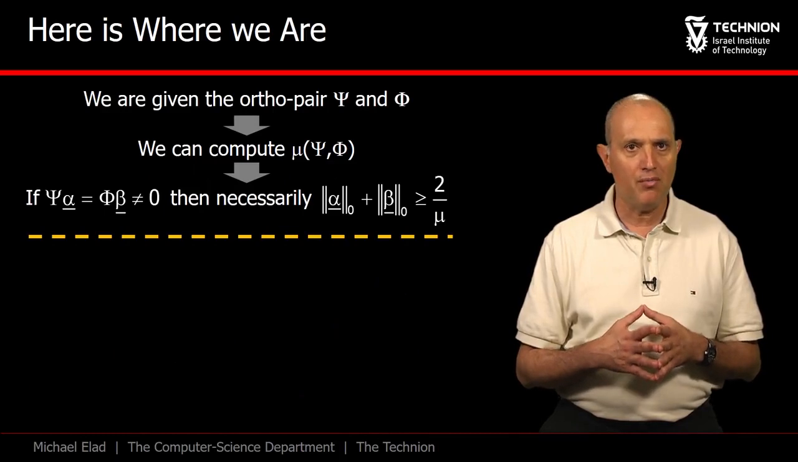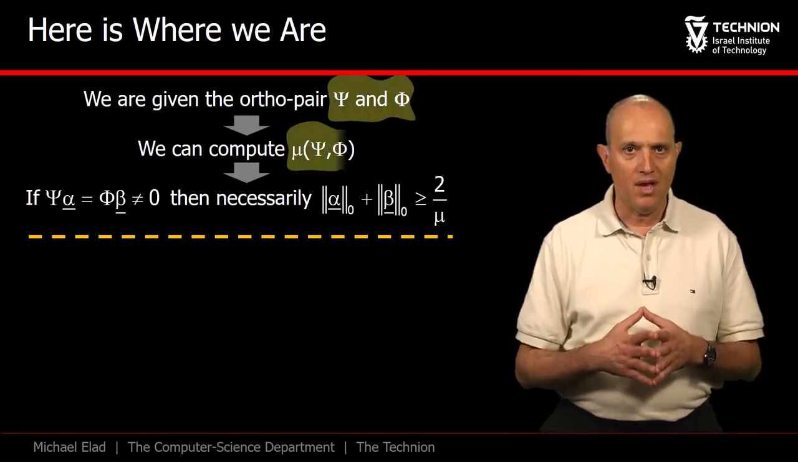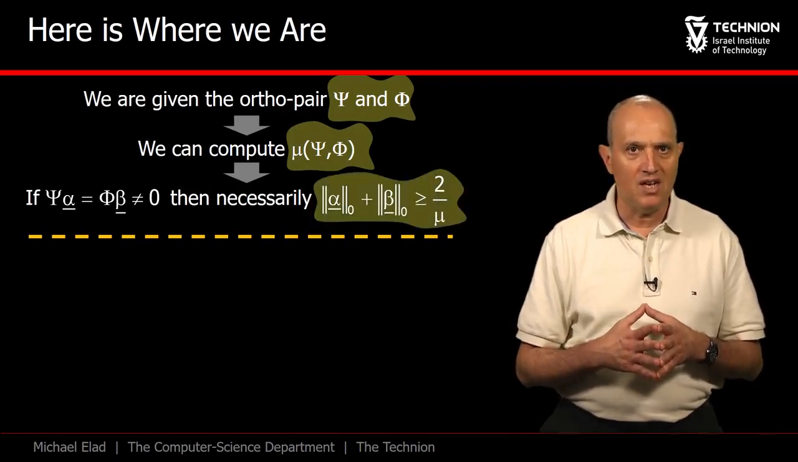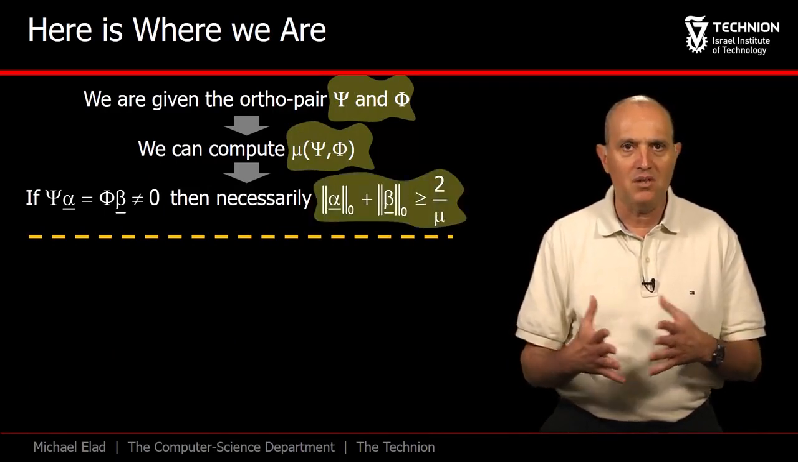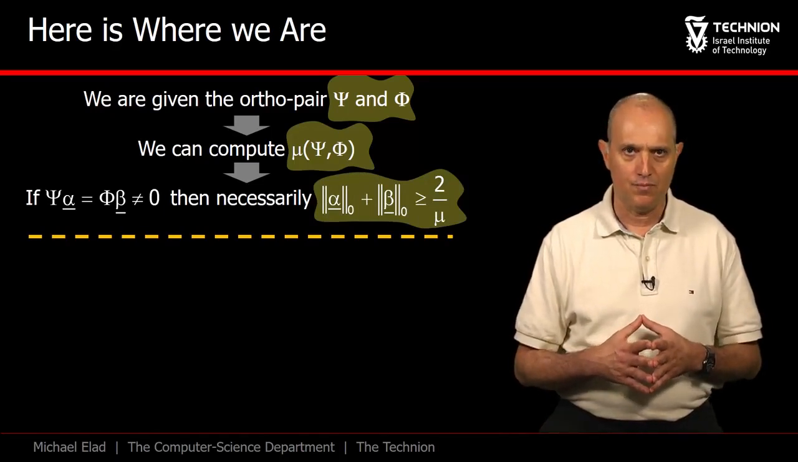We start by stating the uncertainty rule we have just proven. For a pair of ortho matrices, we can compute their coherence. Then we know that the sum of the number of non-zeros in alpha and beta, both representing the same signal, is lower bounded by 2 over mu.